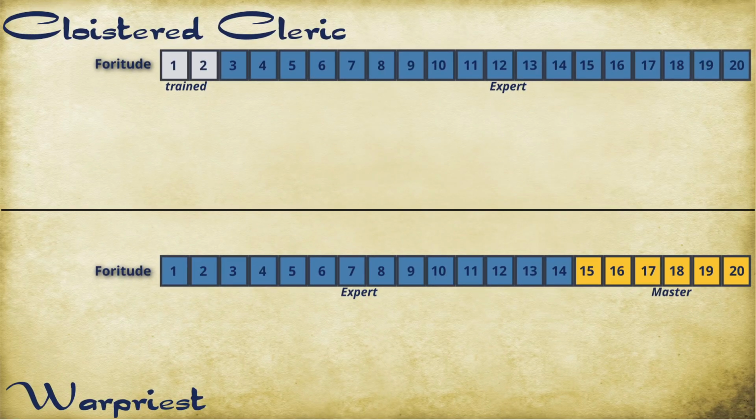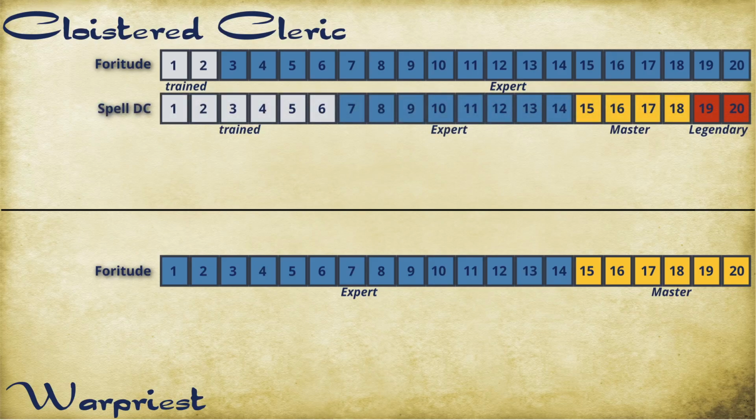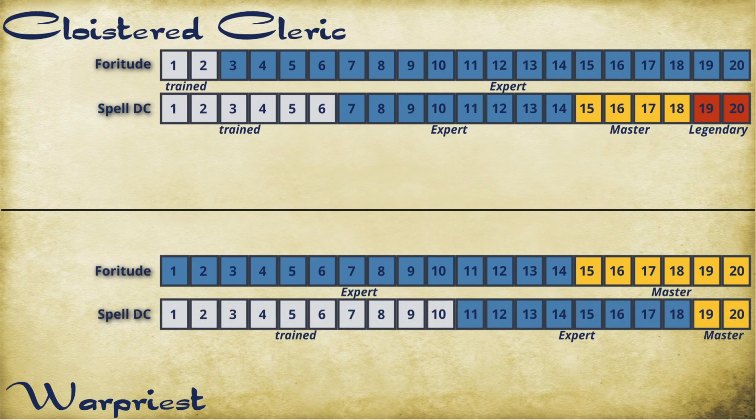Okay, for spell attack proficiency and DC, a Cloistered Cleric follows the exact same progression as all the other casting classes. They start out at trained proficiency, they advance to expert at level 7, and they advance to master at level 15. And they advance to legendary at level 19, don't forget that. There's no difference there from any other casting class. Now, the Warpriest has this completely unique spellcasting progression. They don't advance to expert proficiency until level 11, and then they advance to master proficiency way up there at level 19.